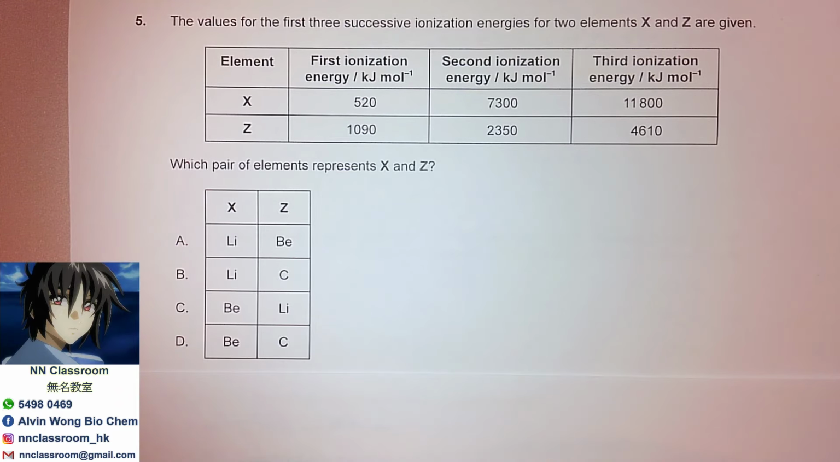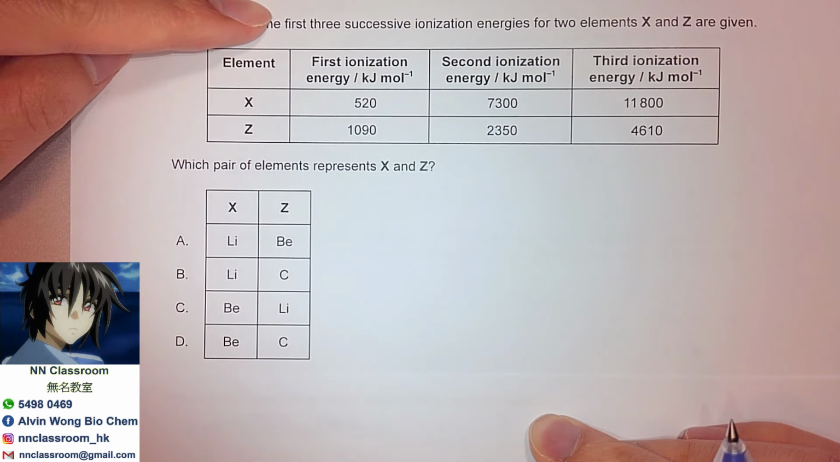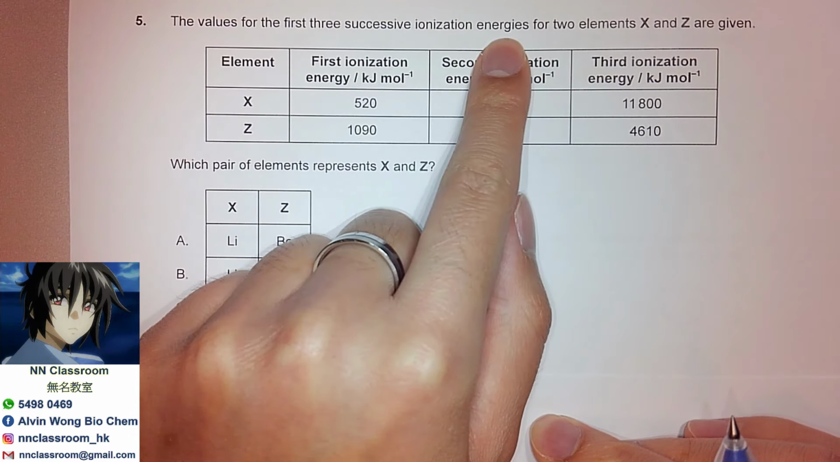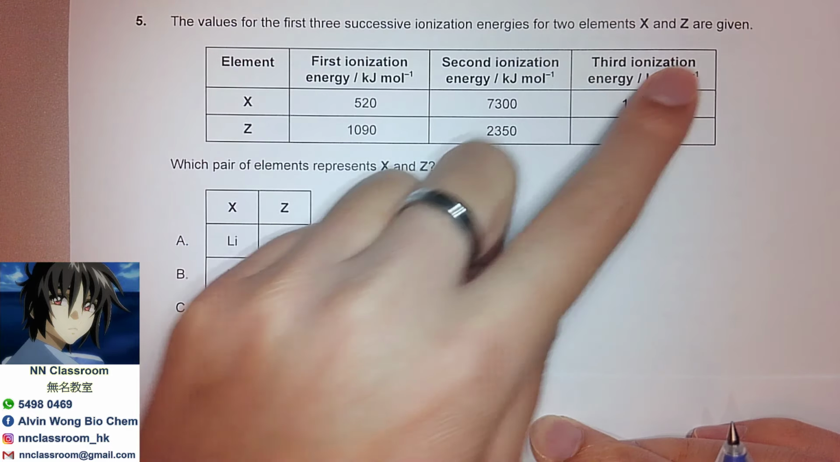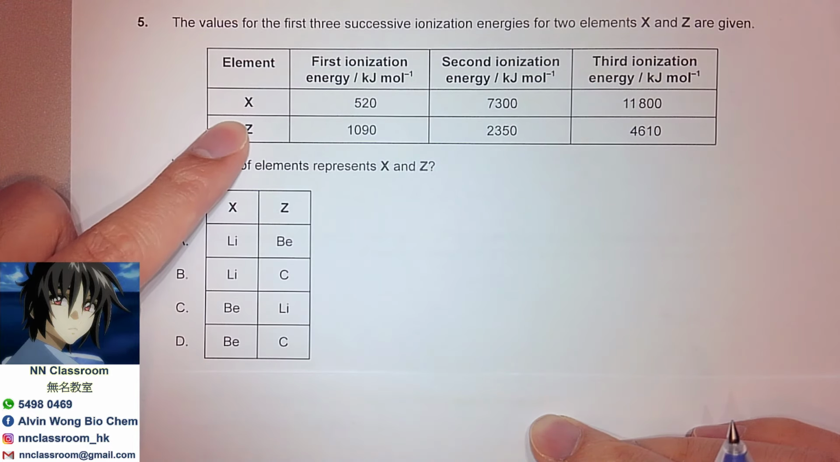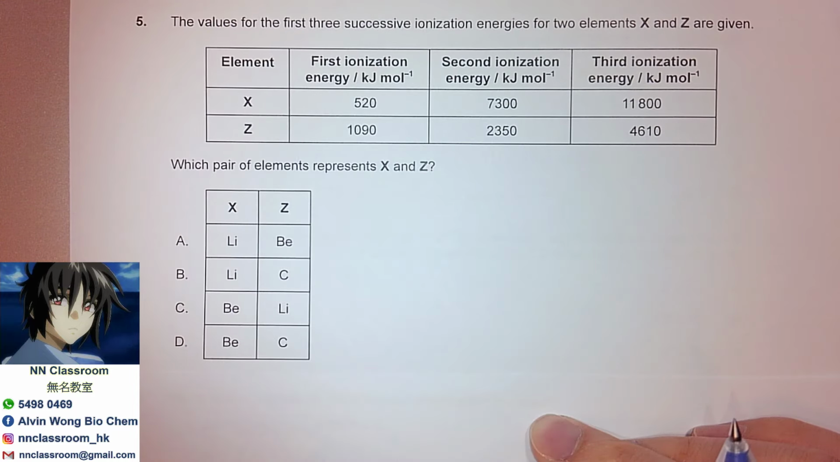Today I'd like to share with you a past paper question from 2018 Time Zone 0. Question number 5 relates to the topic on atomic structure, Topic 2, asking for this: the values for the first 3 successive ionization energies of 2 different elements X and Z are given. So here you have 2 elements and the successive IE for the first 3 ionization energies.